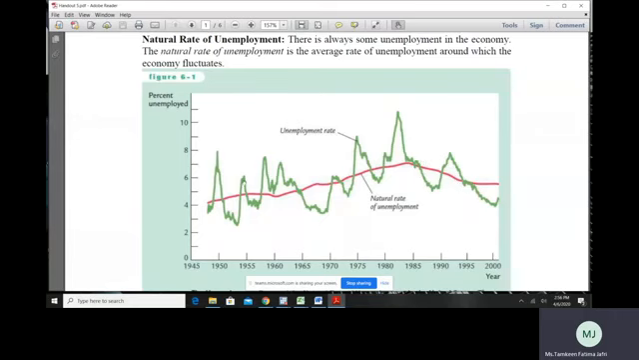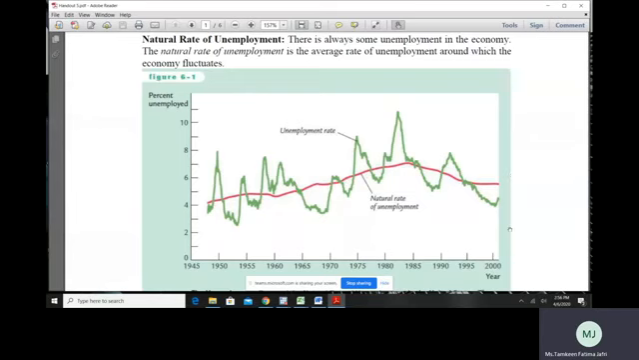So in the time of economic recession, unemployment should be more than the natural rate of unemployment. Similarly, in the time of economic boom or economic prosperity, the unemployment rate should be less than the average or the natural rate of unemployment.